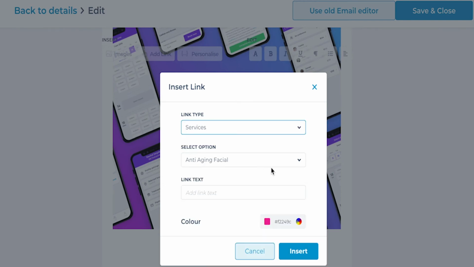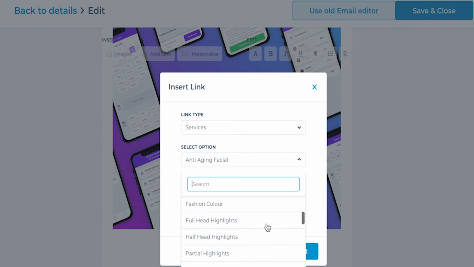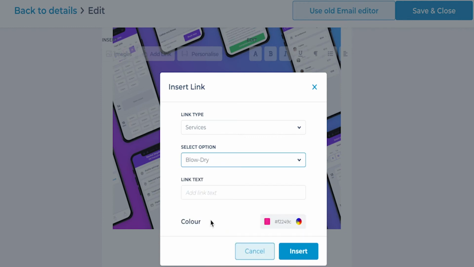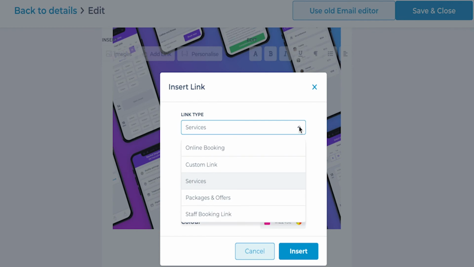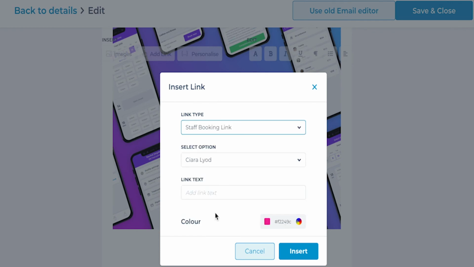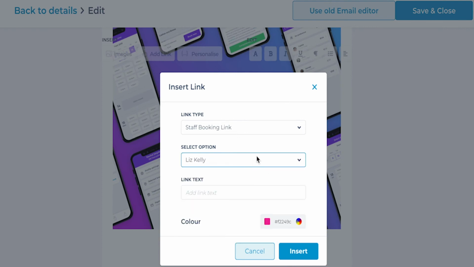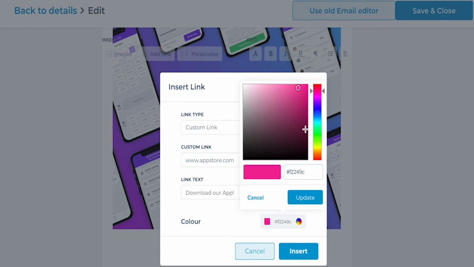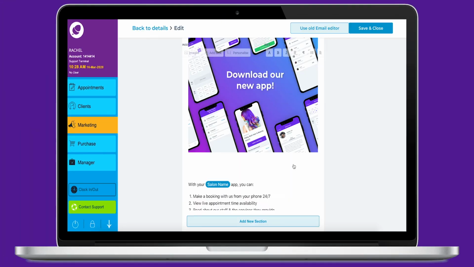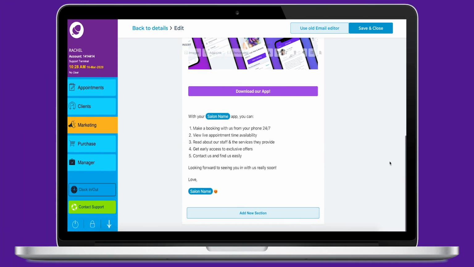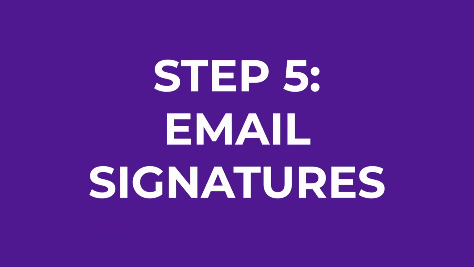Some example CTAs you should include are: if you're promoting a new treatment or service, include a link directly to that service. If you're promoting a new staff member, include a booking link directly to their calendar. If your email is about your new salon branded app, include a downloadable link. Make sure your CTA stands out, is easy to click, and only conveys one idea. Oh yeah, and limit the number of CTAs you include in your email. Sometimes less is more.